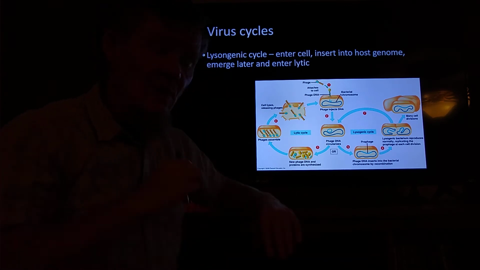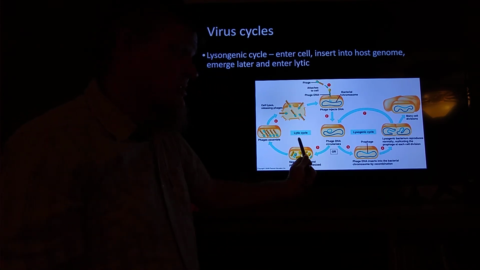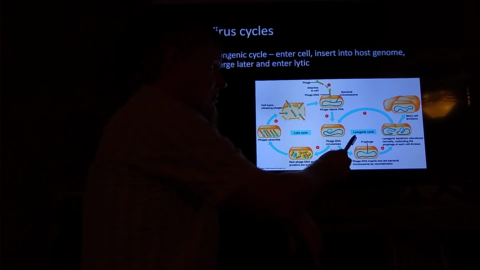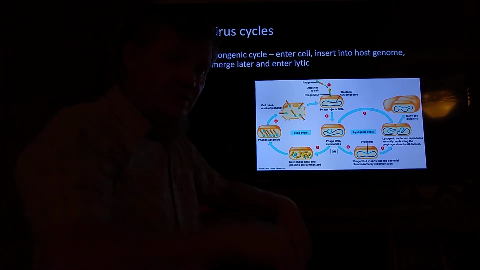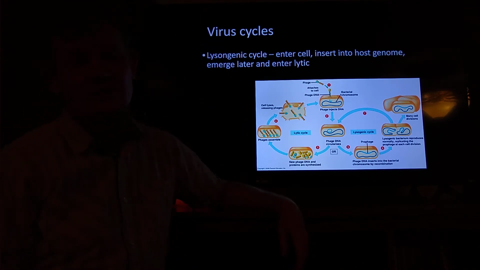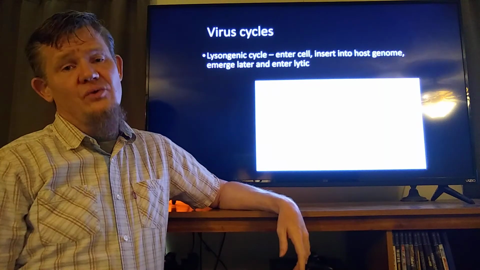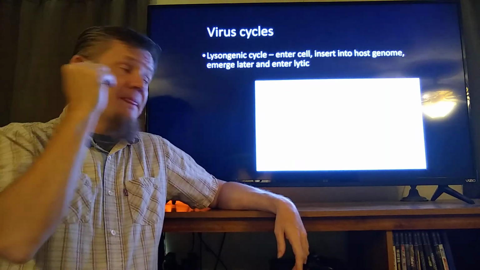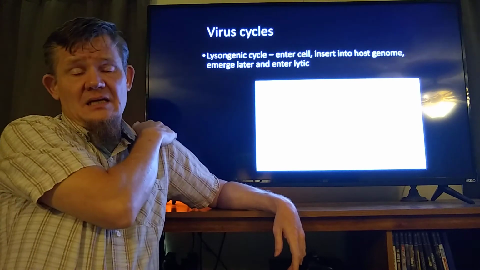Remember, every virus uses the lytic cycle. Some viruses also use the lysogenic cycle, where they insert themselves and they'll hide. An example of a virus that uses the lysogenic cycle in humans is cold sore virus. Cold sore virus does that. It inserts itself into the host DNA and it just sits there.